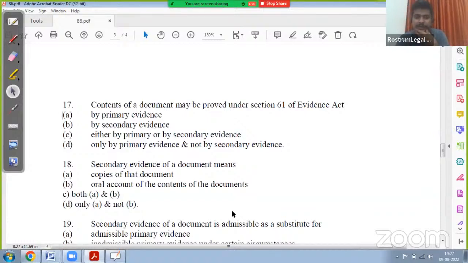Question number 17. Contents of a document may be proved under Section 61 of the Indian Evidence Act by primary evidence, by secondary evidence, either by primary or secondary evidence, or Option D, only by primary evidence and not by secondary evidence. क्या होगा इसका correct answer? Contents of a document can be proved under Section 61 of the Indian Evidence Act by primary evidence, by secondary evidence, either by primary or secondary evidence, only by primary and not by secondary evidence.